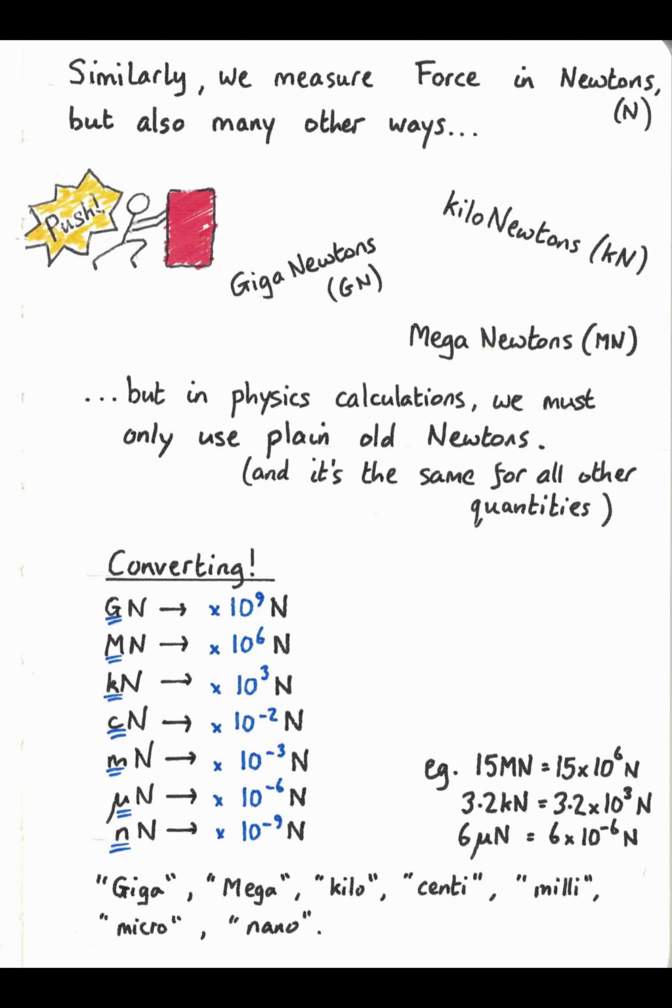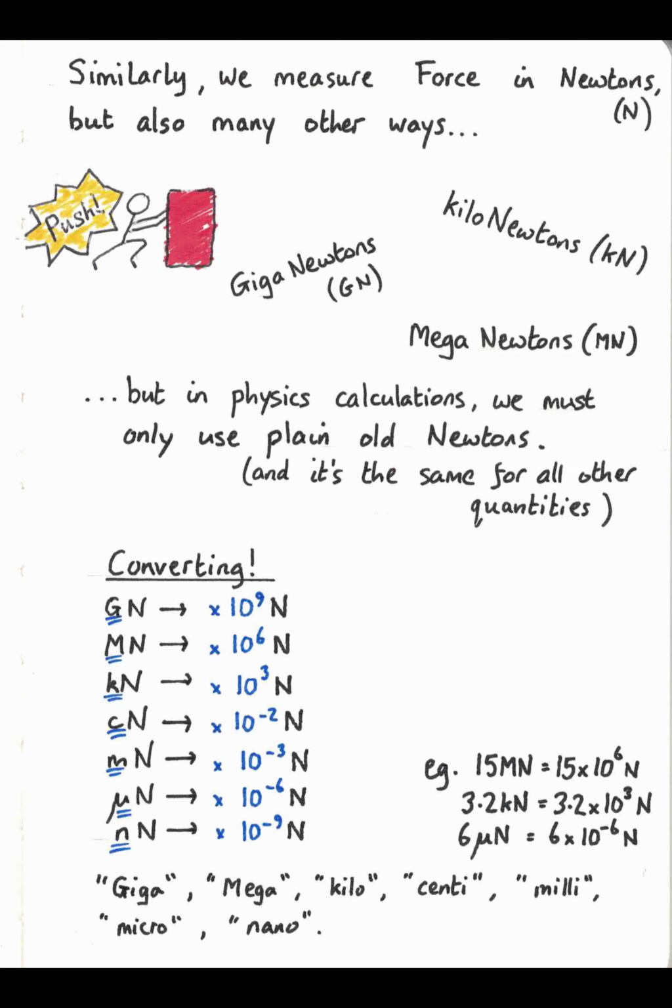How do we convert? Well, again, we just switch out the prefix for times 10 to the power something. So we switch out giga with times 10 to the power 9. We switch out mega with times 10 to the power 6. We switch out kilo with times 10 to the power 3. We switch out centi with times 10 to the power negative 2. We switch out milli with times 10 to the power negative 3. We switch out micro with times 10 to the power negative 6.